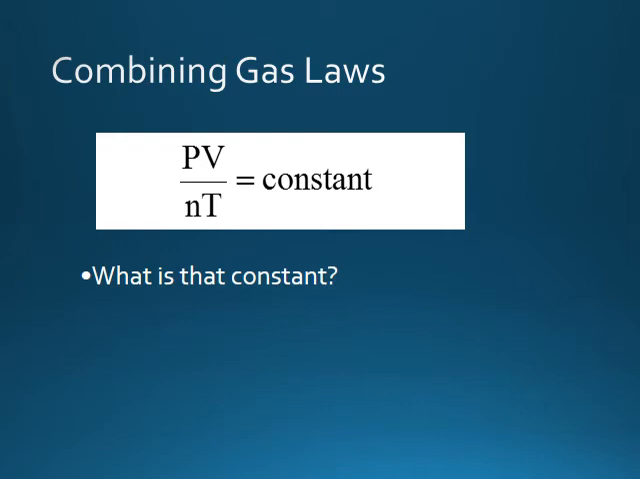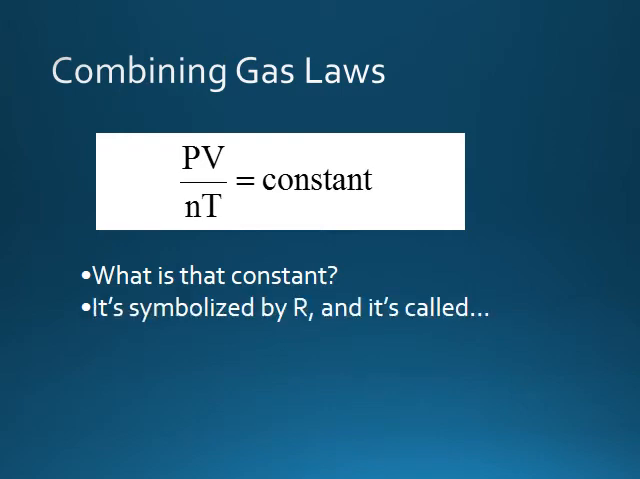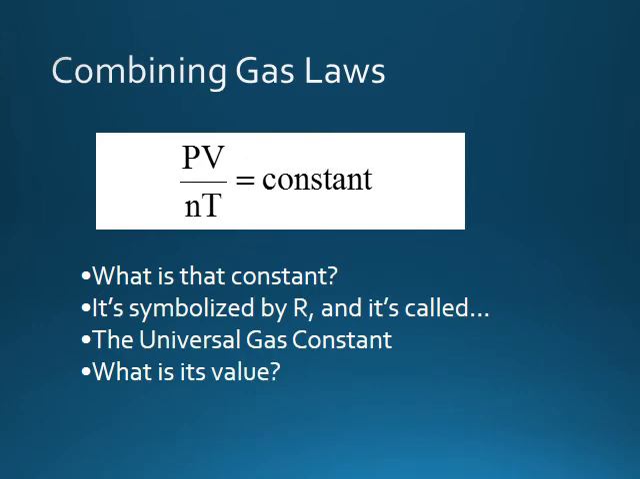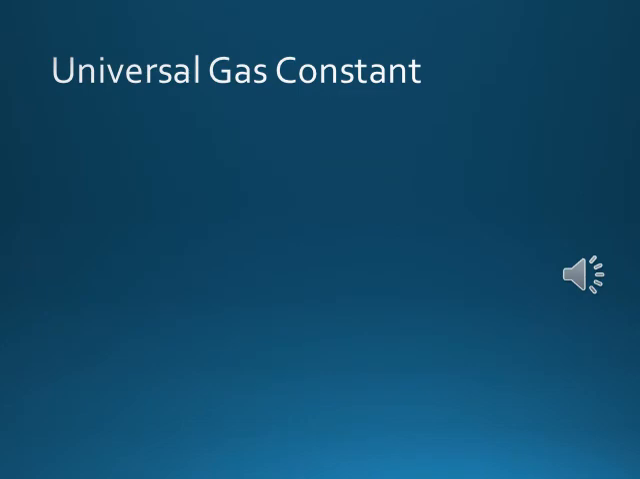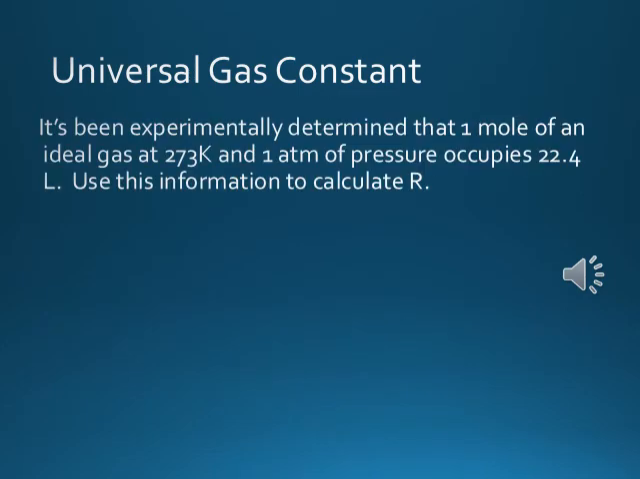What is that constant? It's symbolized by R, and it's called the universal gas constant. Anybody know its value? It has different values depending on what units you use. Let's calculate that now. Experiments have determined that 1 mole of an ideal gas at 273 Kelvin, which is 0 degrees Celsius, under 1 atmosphere pressure occupies 22.4 liters. We're going to use this information to calculate R.